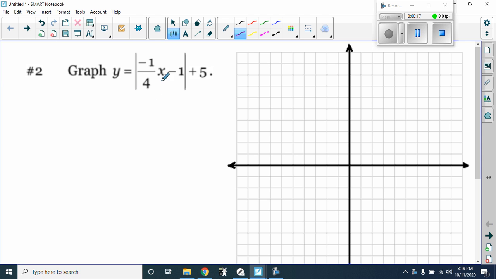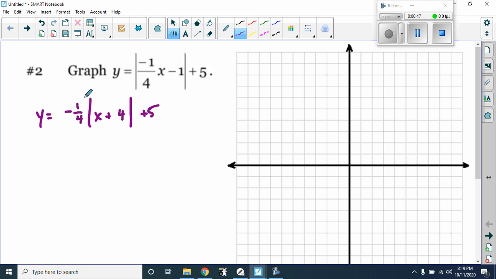Because of this negative 1/4 in front of the x, we cannot translate as it's written. So what we're going to do is factor out the negative 1/4. When you factor something out, you divide by it. So negative 1/4 x divided by negative 1/4 is x. And negative 1 divided by negative 1/4 is plus 4. And you can double check that by distributing here, and we do get this.